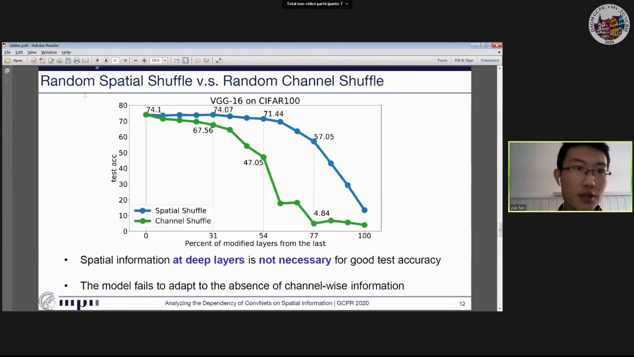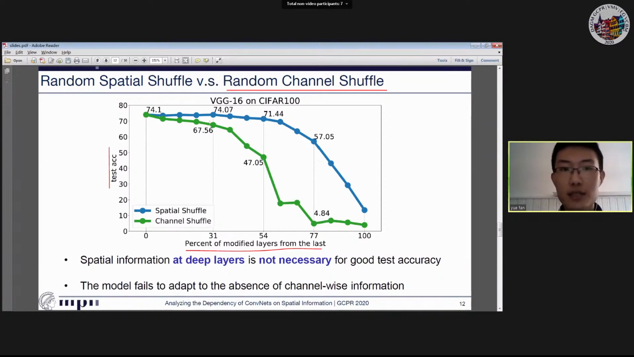And here I want to do a comparison between a random spatial shuffle and a random channel shuffle. This random channel shuffle means that instead of the positions of activations on feature maps, we shuffle the order of the feature maps. So here we still have the same plot. The x-axis is the percent of shuffled layers from the last, and the y-axis is test accuracy. The blue curve we have already seen, and the green curve is the one from the channel-wise shuffle.